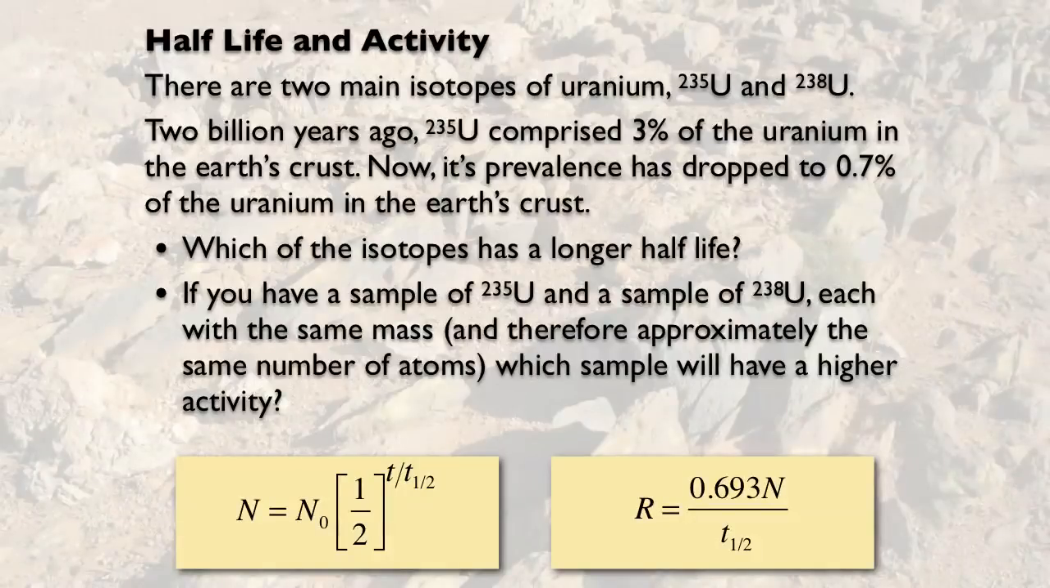Now I want you to think about this. There are two main isotopes of uranium, uranium-235 and uranium-238. 2 billion years ago, uranium-235 was about 3% of the uranium in the Earth's crust. Now that's dropped to 0.7%. So my question is this: which of the two isotopes has a longer half-life? The second question is, if I have equal size masses of uranium-235 and uranium-238, which sample will have a higher activity? I want you to think about that. I'll be back.